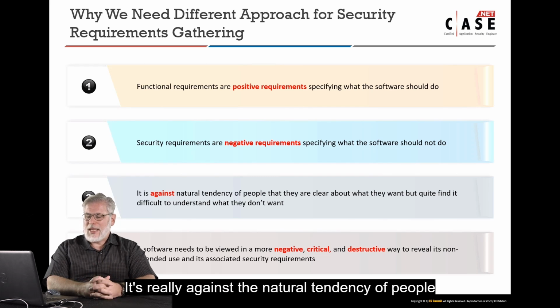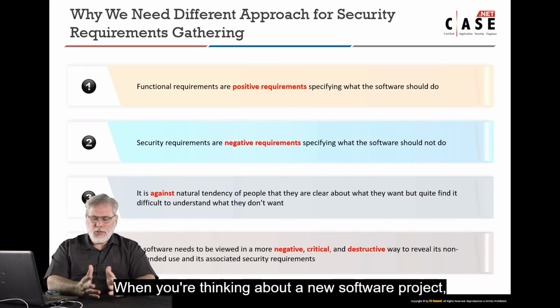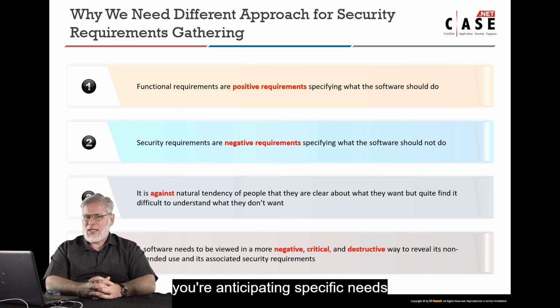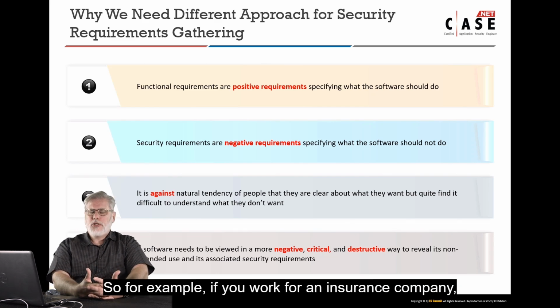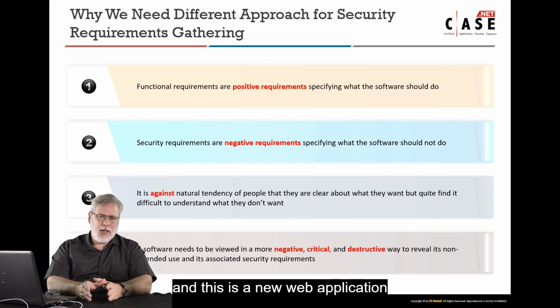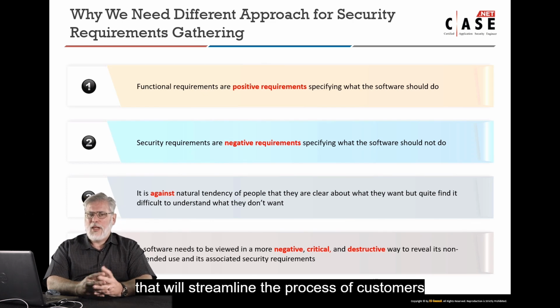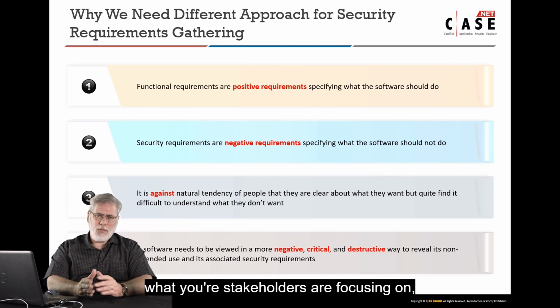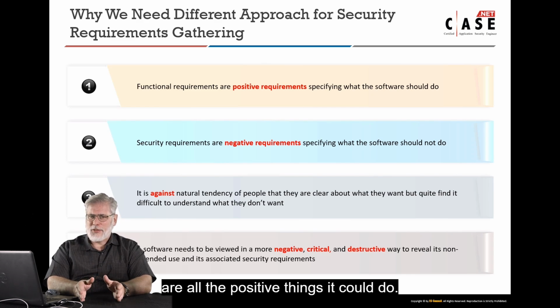It's really against the natural tendency of people to think this way. When you're thinking about a new software project, you're anticipating specific needs you want it to fulfill. So for example, if you work for an insurance company, and this is a new web application that will streamline the process of customers applying for new insurance policies or renewing policies, well, what you're thinking about, what your stakeholders are focusing on, are all the positive things it could do.